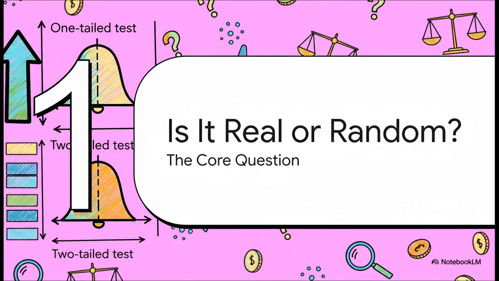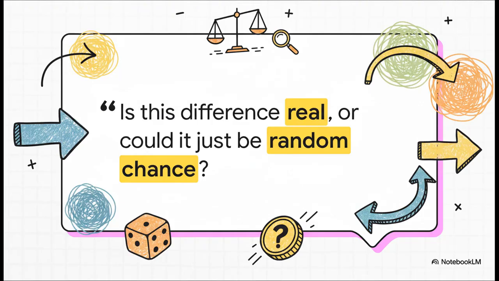How in the world do we separate a real, meaningful effect from just random noise? This is really the question at the heart of so much research, and the statistical tool we use to get a clear mathematical answer is called a t-test. It's designed specifically to figure out if the difference we're seeing between groups is actually significant or if it's something that could have just happened by pure chance.